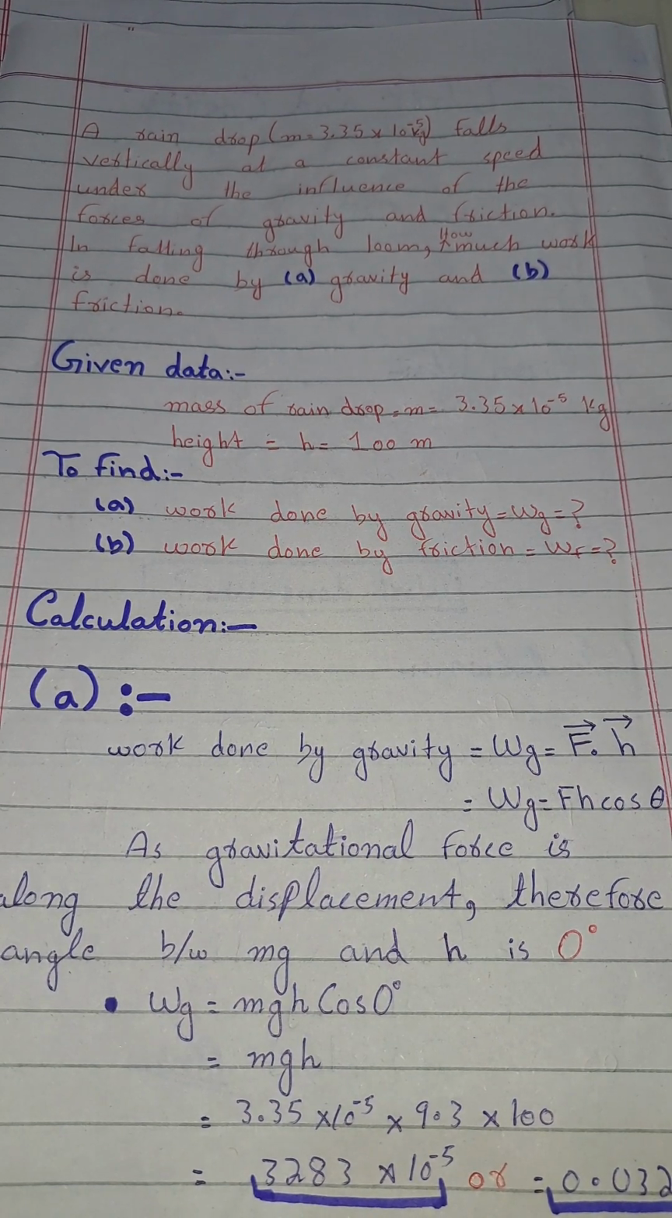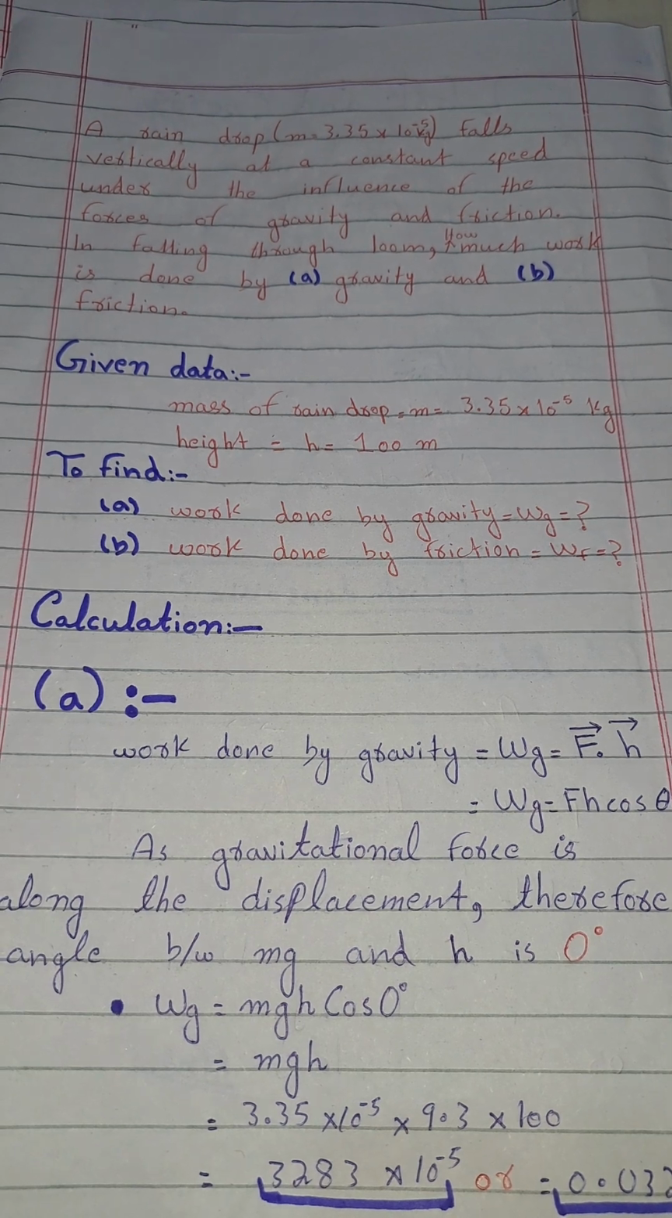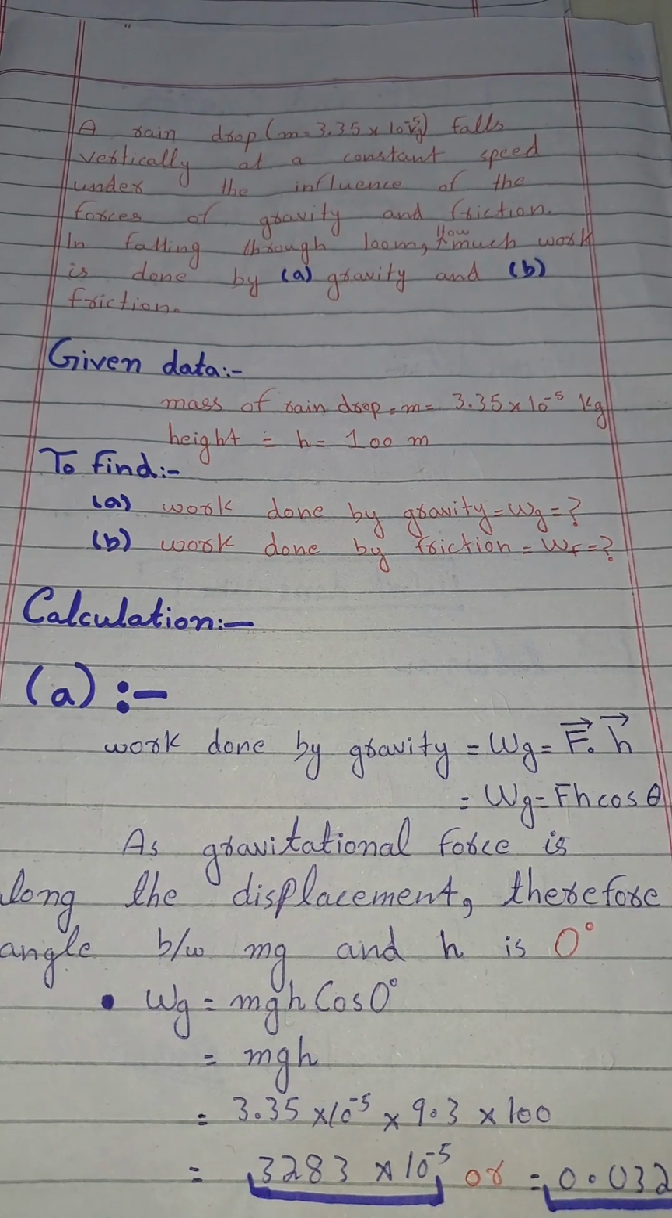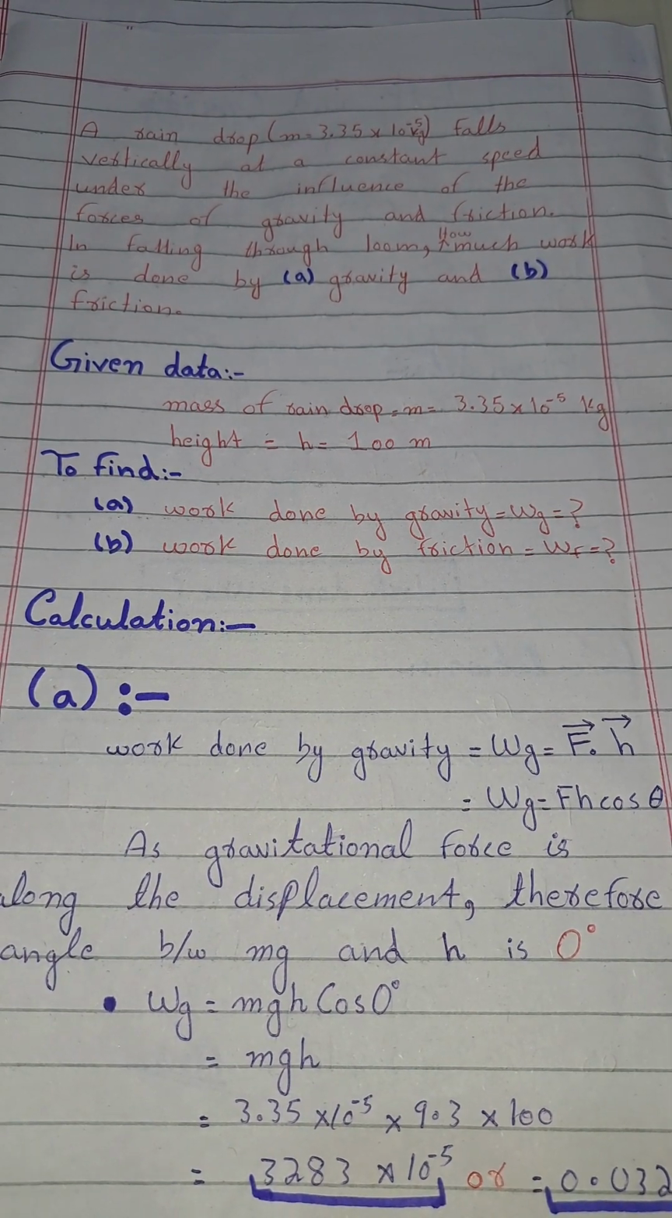In falling through 100 meters, how much work is done by gravity and friction? It means we have to calculate the work done by gravity and the work done by friction.